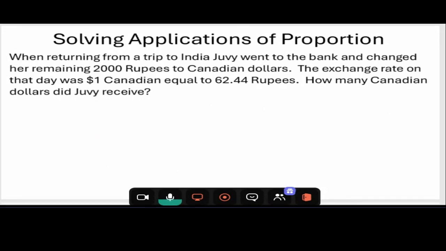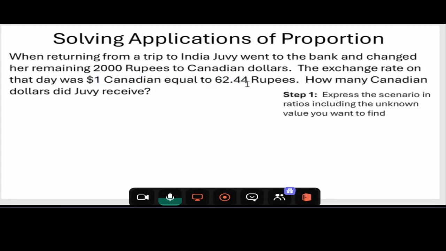Try another one. When returning from a trip to India, Juvie went to the bank and changed her remaining 2,000 rupees, that's the Indian currency in India, to Canadian dollars. The exchange rate on that day was $1 Canadian is equal to 62.44 rupees. So hopefully you're starting to recognize this pattern where we are always given a ratio, a complete ratio, right?